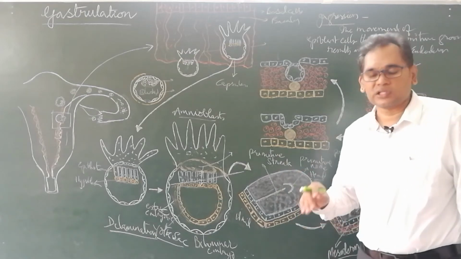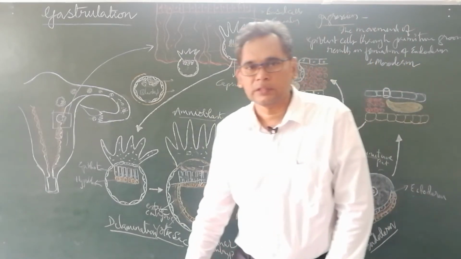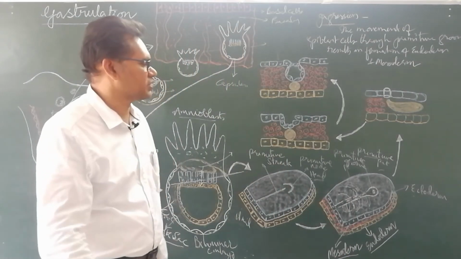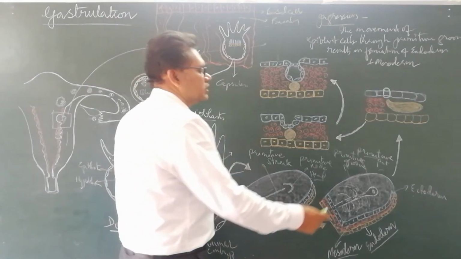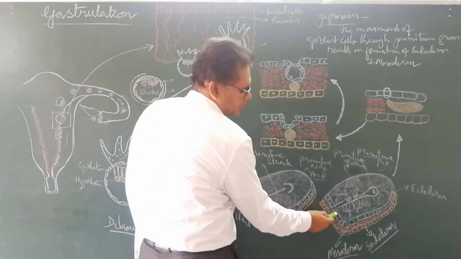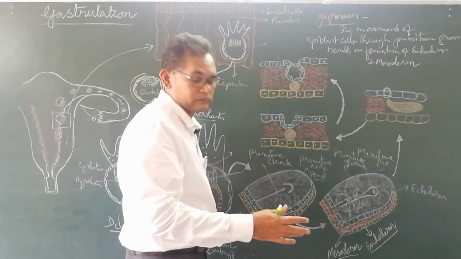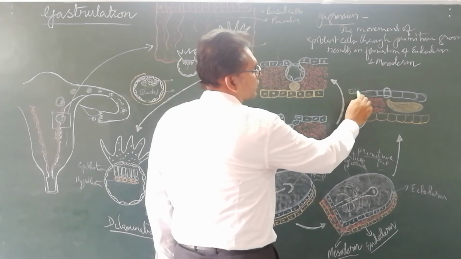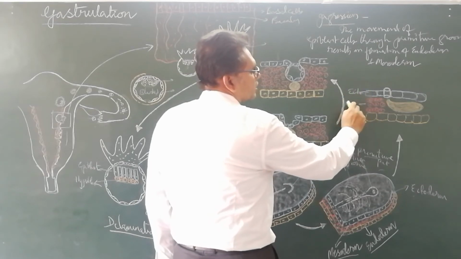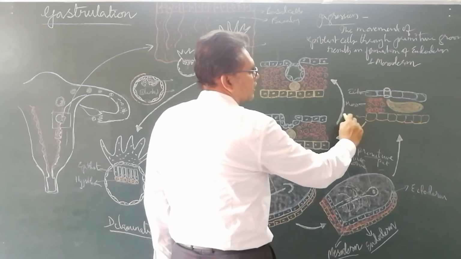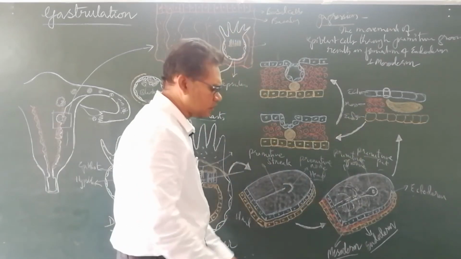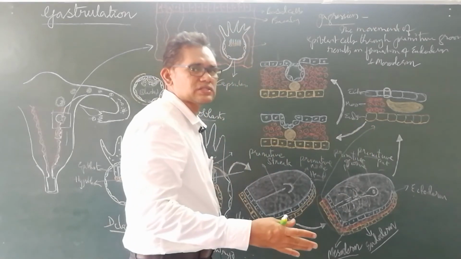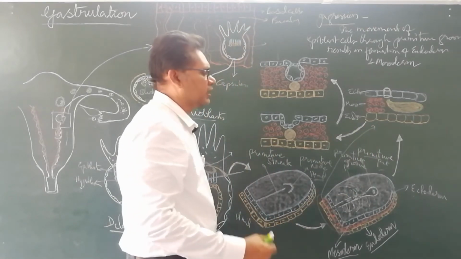Now, after the formation of these 3 germ layers, the next step is the formation of the notochord. Here this is the ectoderm, this is the mesoderm, and this is the endoderm. We have placed it like this for our convenience, for understanding what happened here.